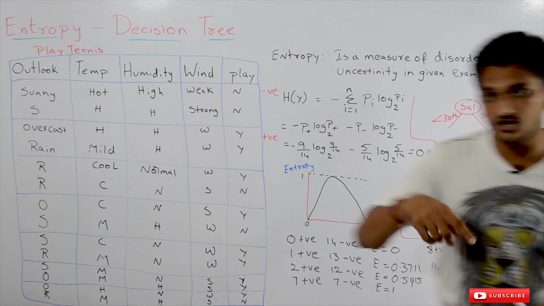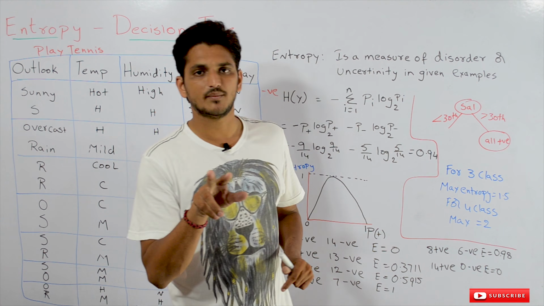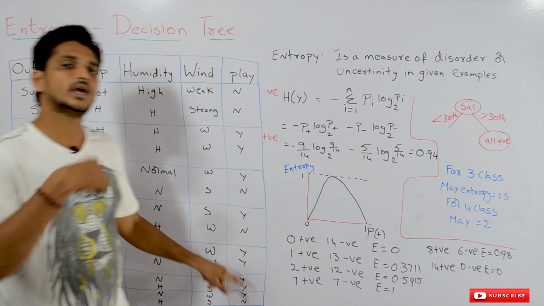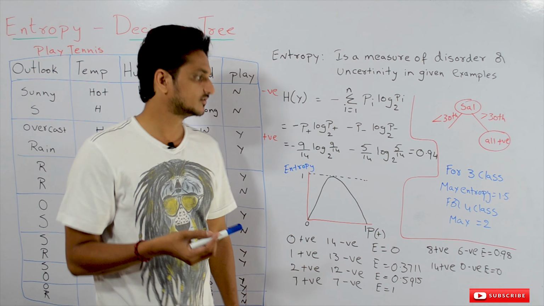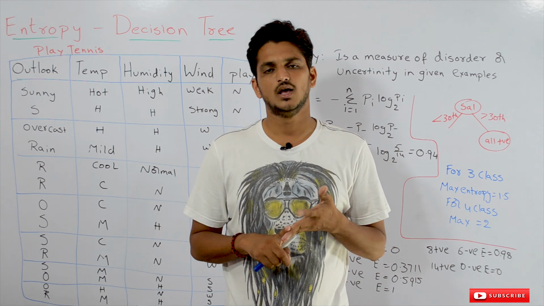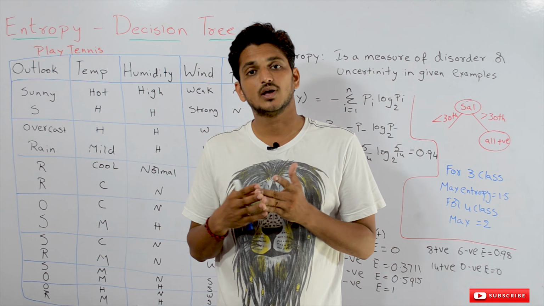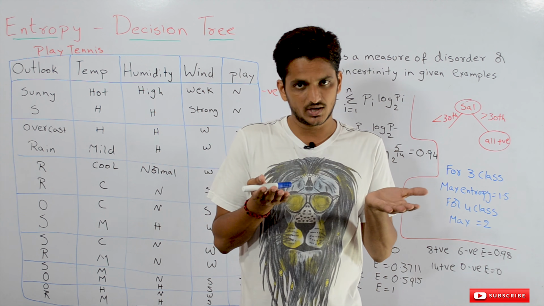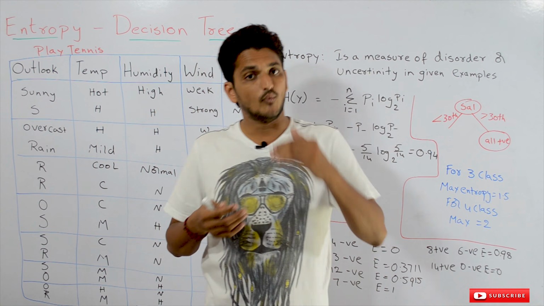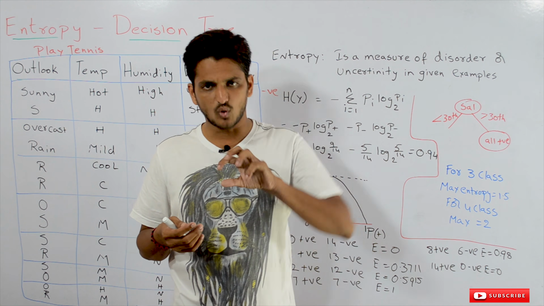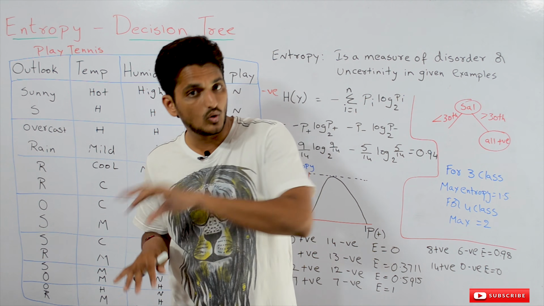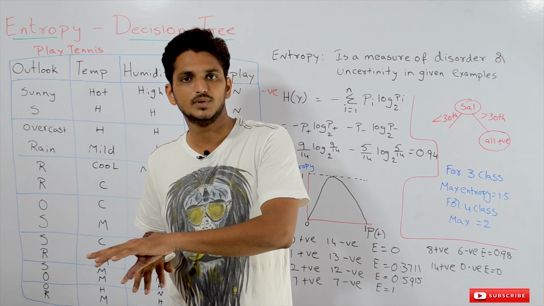Now we can extend this entropy concept beyond two classes. Here we have binary classification, but we can extend this to multi-class classification. Suppose you have 3 classes, for example positive, negative and neutral. When will the entropy value be maximum? If you have an equal number of positive, negative and neutral points, the entropy value will be maximum. When will the entropy value be 0? If you have only positive points, entropy is 0. If you have only negative, entropy is 0. Only neutral points, entropy is 0.